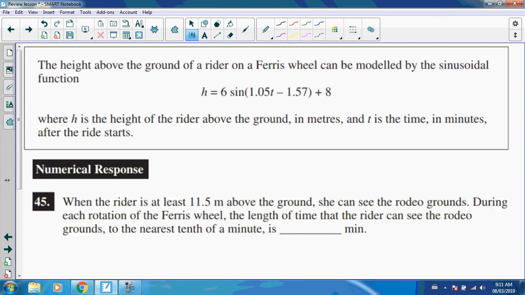Okay, here's another one. Looks like the same Ferris wheel. I just copied and pasted the preamble again. This time you have a numerical response: when the rider is at least 11.5 meters above the ground, she can see the rodeo grounds. During each rotation of the Ferris wheel, the length of time that the rider can see the rodeo grounds, to the nearest tenth, so again, watch your rounding, of a minute is blank minutes. So give this one a try.